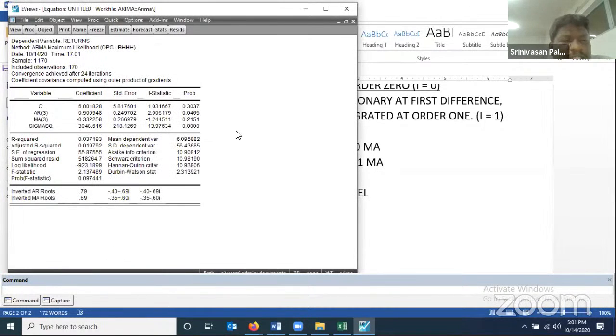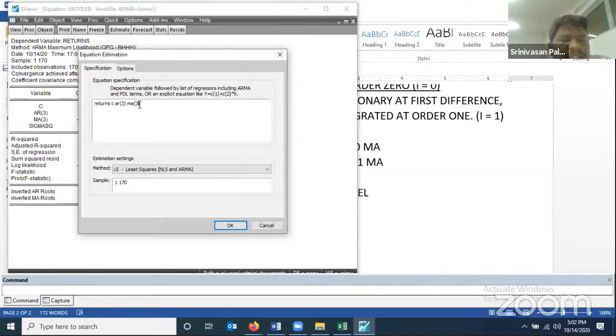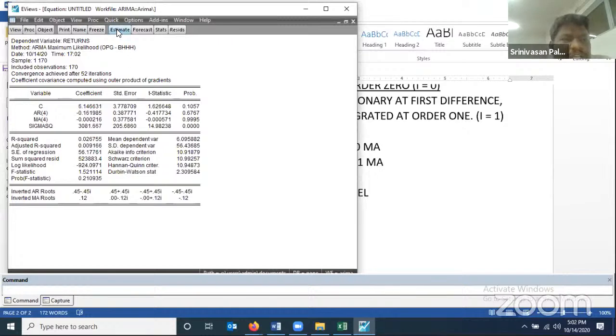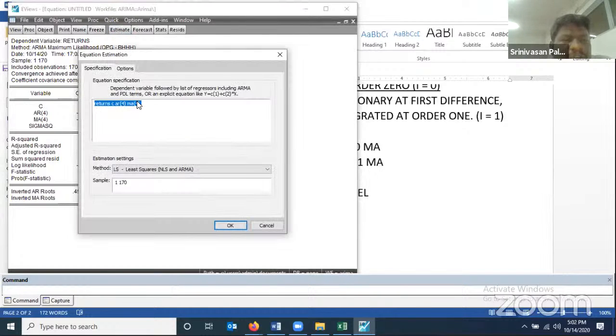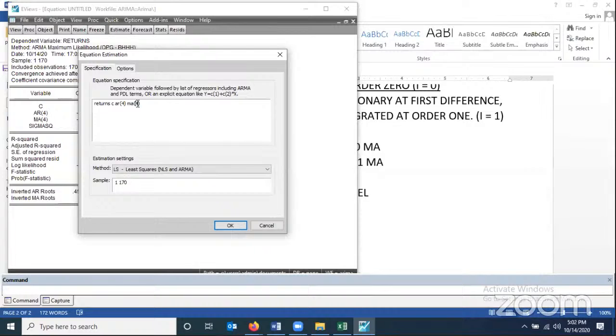This is not a good model. Can you tell me why? Insignificant, sir. MA is not significant. Yes, MA is insignificant. So go to estimate and try with 4,4. This is a trial. 4,4 model, oh, this is very dangerous. Check. Okay, we'll go for 2,2.